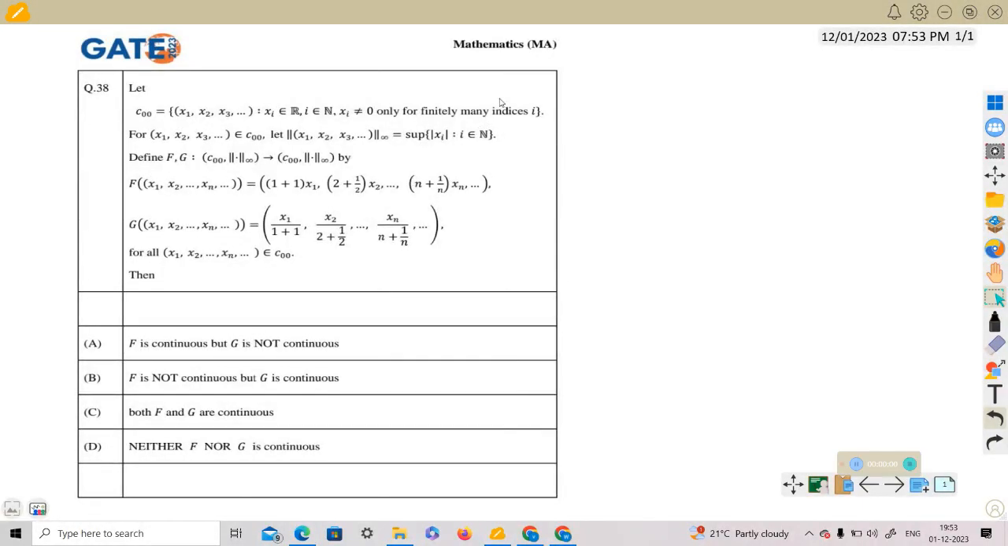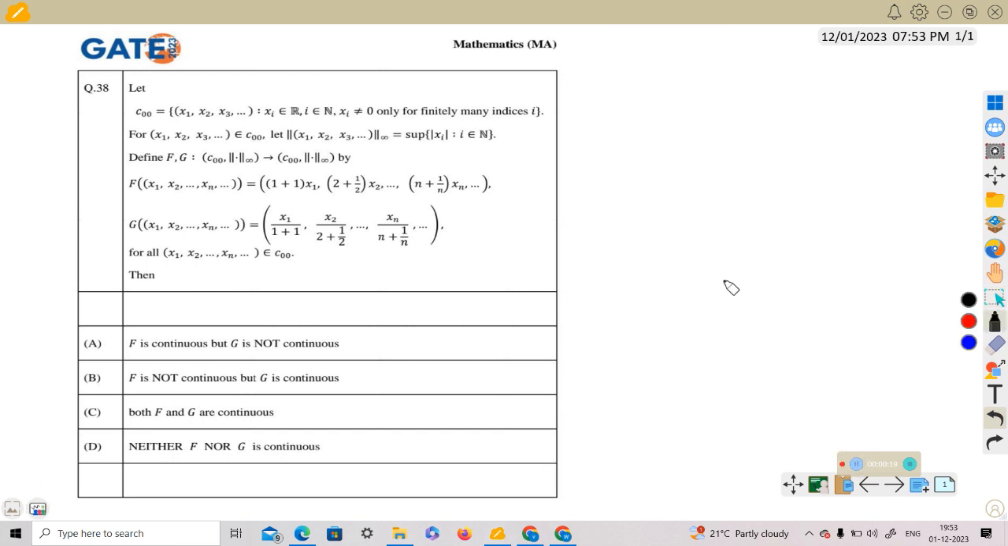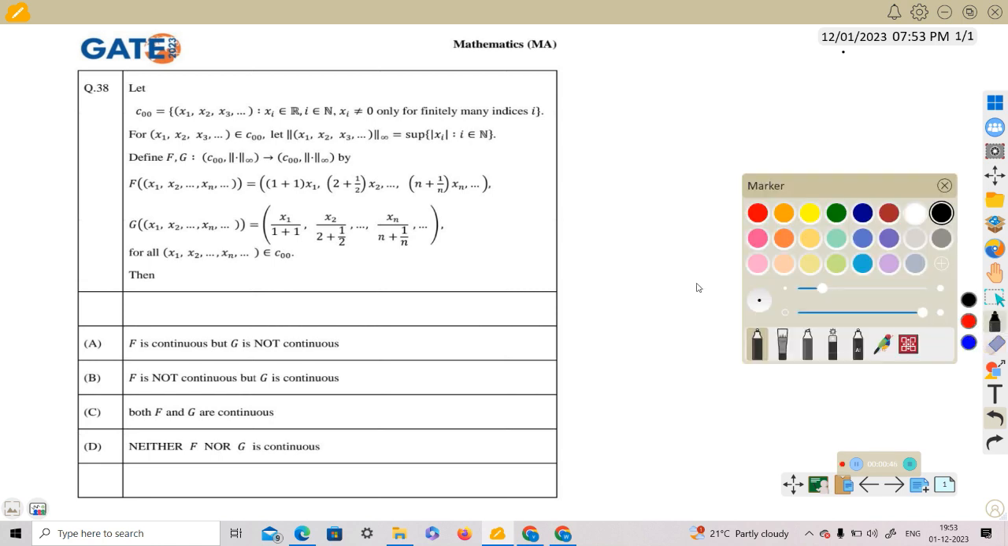We have a question from GATE 2023, question number 38. Let c00 be the space of all those sequences such that xi is not equal to 0 only for finitely many indices. For example, let's consider 1, 2, 3, and then 0, 0, 0. All are zeros. So only finitely many elements are non-zero, otherwise all are zero. So c00 is the set of all such sequences having only finitely many non-zero elements, and all others are zero.